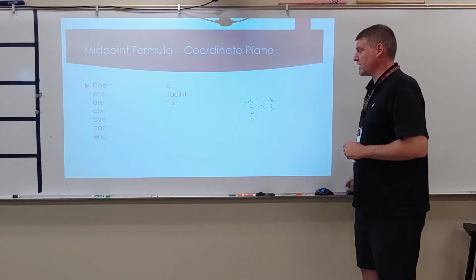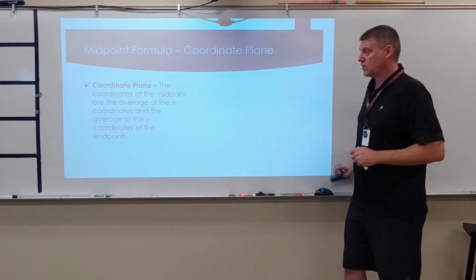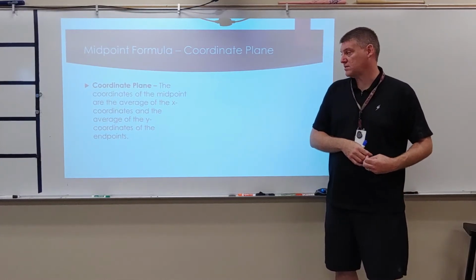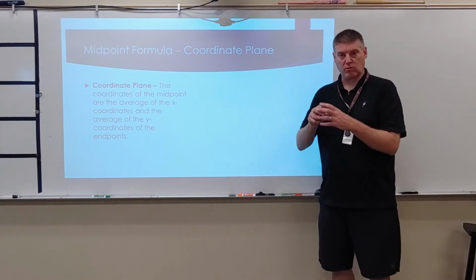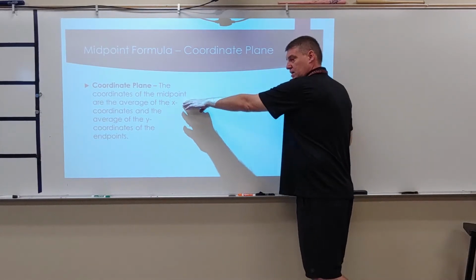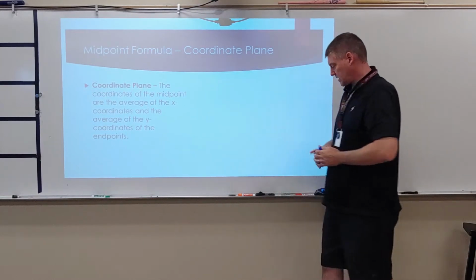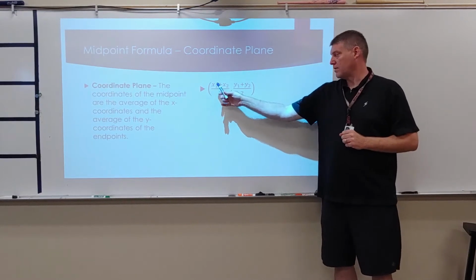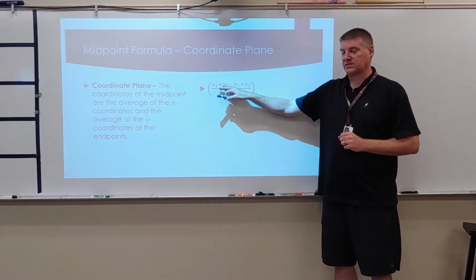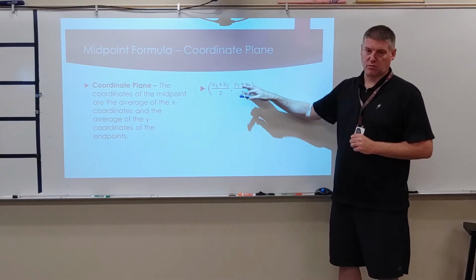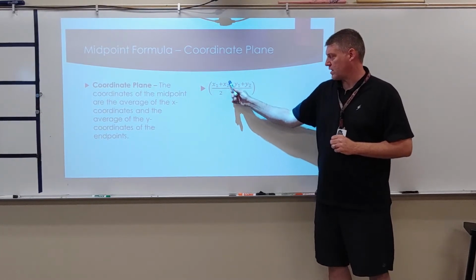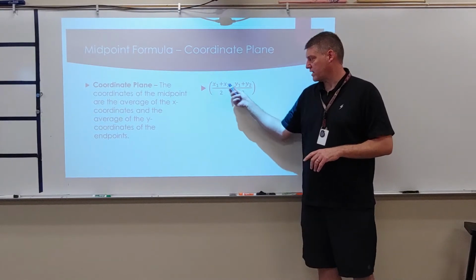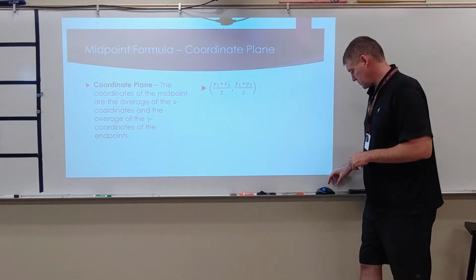The midpoint formula in the coordinate plane. In the coordinate plane, the coordinates of the midpoint are the average of the x coordinates and the average of the y coordinates. Because remember, we're looking at the x's kind of as on a number line, and the y's on a number line. So it becomes x sub 1 plus x sub 2 over 2, and y sub 1 plus y sub 2 over 2. Remember, x sub 1 and x sub 2 are just the x values of the coordinates. So these are coordinates of the points.